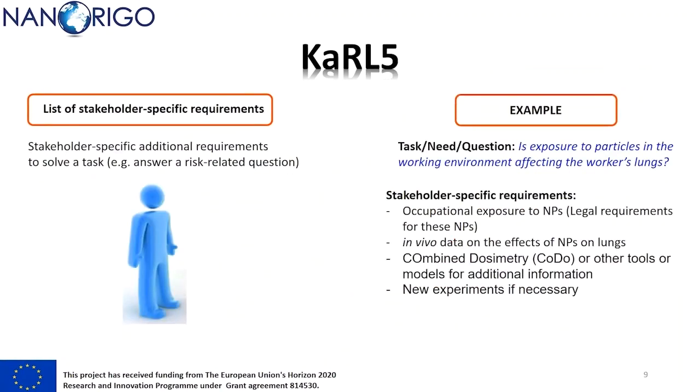In KaRL 5, stakeholders get involved in the process of knowledge readiness. Basically, KaRL 5 defines a list of stakeholder-specific requirements. Let's say a stakeholder is interested in a risk-related question. For example, an industrial producer of, let's say, nanoparticles. It could have a question whether exposure to particles in the working environment is affecting the workers' lungs. So how to obtain the answer to this question? Maybe some occupational exposure to nanoparticles should be investigated, for example, legal requirements for these particular nanoparticles. Also, it could be necessary to provide in vivo data on the effects of nanoparticles on lungs or gather the literature on this data. He could need, for example, a combined dosimetry approach or other tools or models for additional information on these nanoparticles. Also, new experiments or assays might be necessary to answer this question.